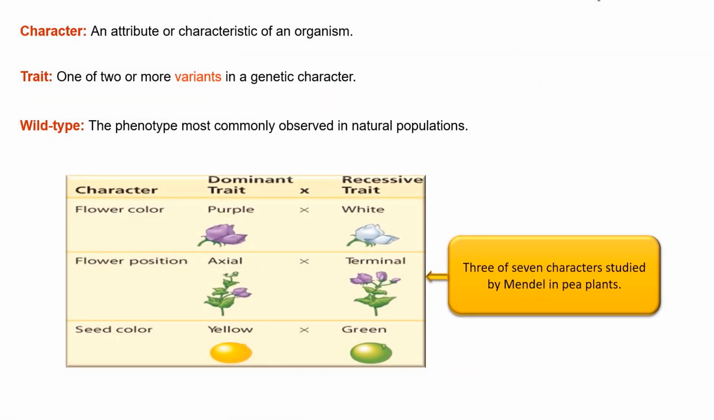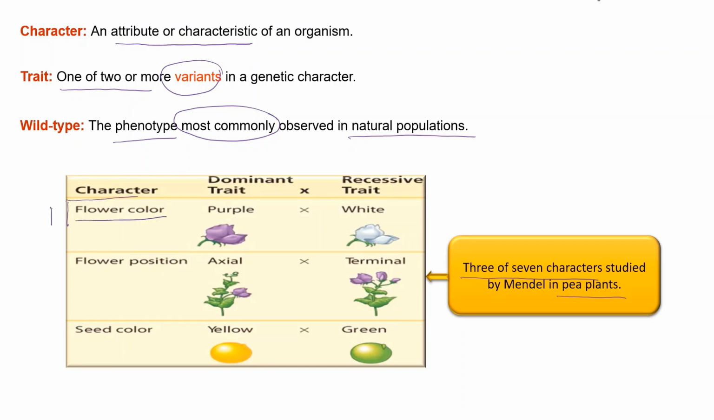Character. Character is an attribute or characteristic of an organism. Trait. Trait is one of two or more variants in a genetic character. Wild type is the phenotype most commonly observed in a natural population. In this diagram, it shows you 3 of 7 characters studied by Mendel in pea plants. For example, here you have flower color. So this is the first character. For the character flower color, it has 2 different traits: the dominant trait, purple flower, and the recessive trait, white flower.